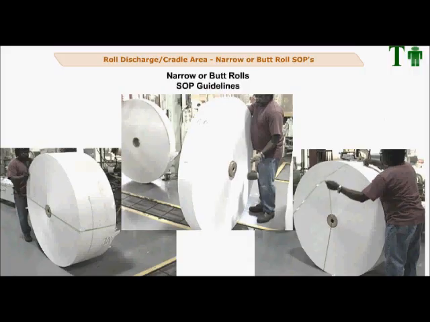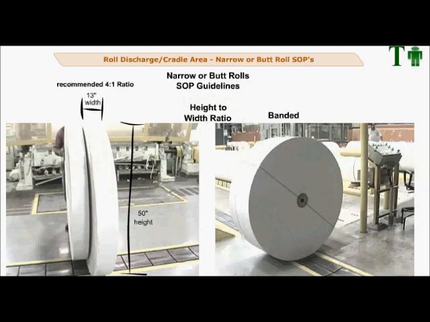Narrow or butt roll SOPs. Be careful when handling narrow or butt rolls. There should be safe SOP guidelines for handling these rolls because they can tip over easily and injure someone. A safe guideline might be to band together narrow shipping rolls to stabilize them for transport. Rolls that have a 4:1 or greater height to width ratio may have to be banded depending on the paper grade. It is recommended that 13-inch wide rolls that are 50-inch in diameter should be banded together.